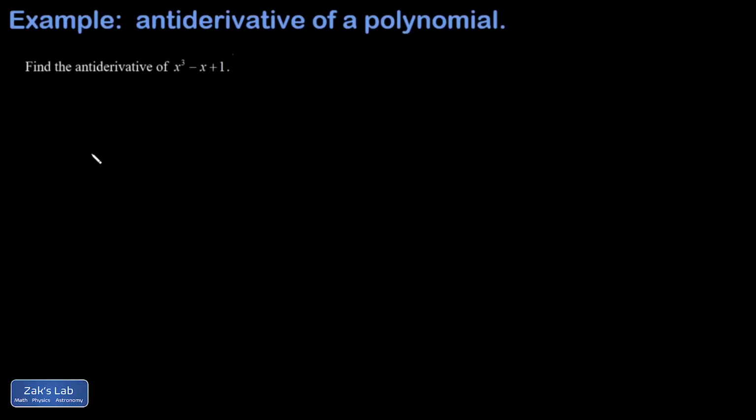In this problem, we're asked to compute the antiderivative of x cubed minus x plus 1. And every one of these things is a power function because I could put x to the 0 on that last term. So we use the power rule for all three of these terms. And just as a quick reminder, remember an integral with no limits on it just means give me the antiderivative.